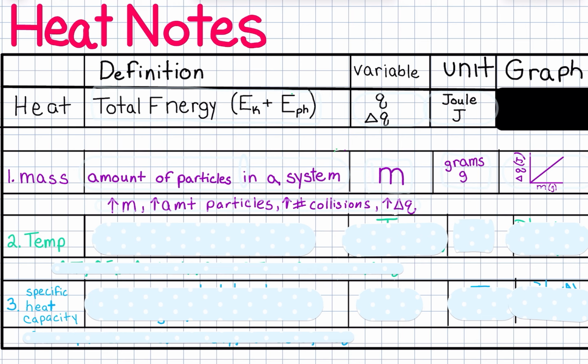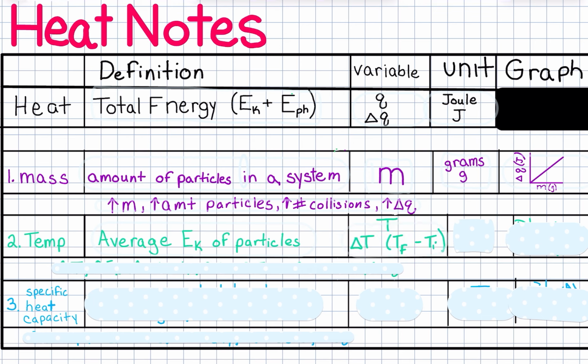Our second variable is temperature. And temperature is the average EK of particles, the average kinetic energy of particles. So far, we've talked about how fast they move, but all particles aren't going to be moving at the exact same speed at the exact same time. So temperature is really a measurement of the average kinetic energy of the particles in that system.